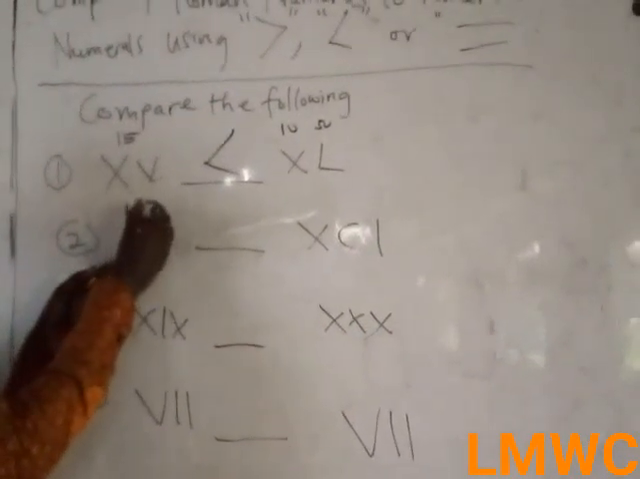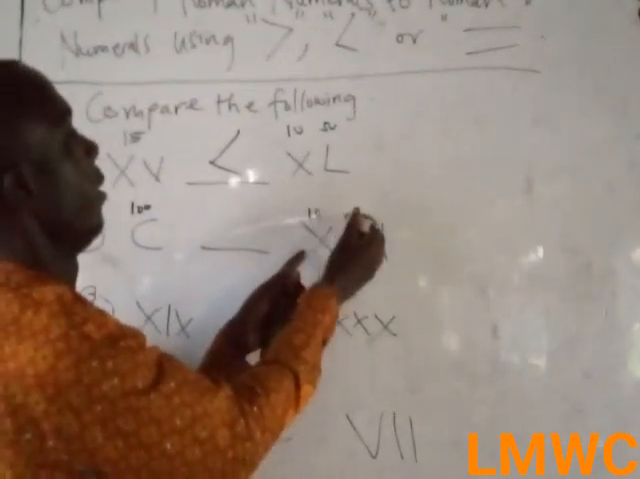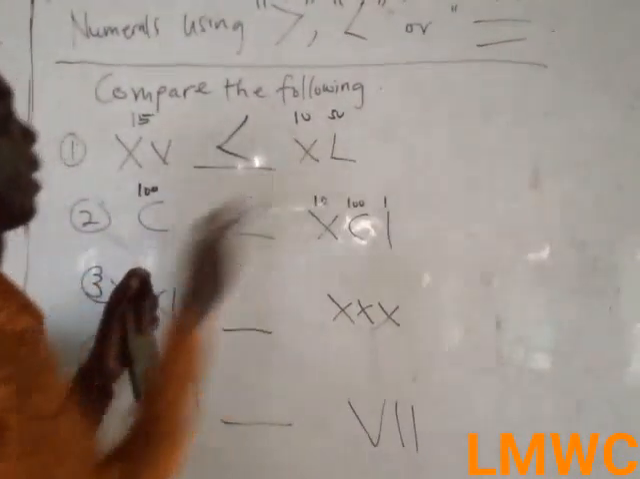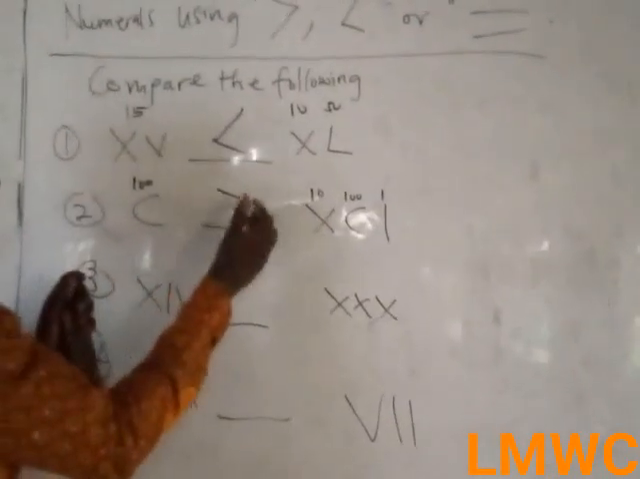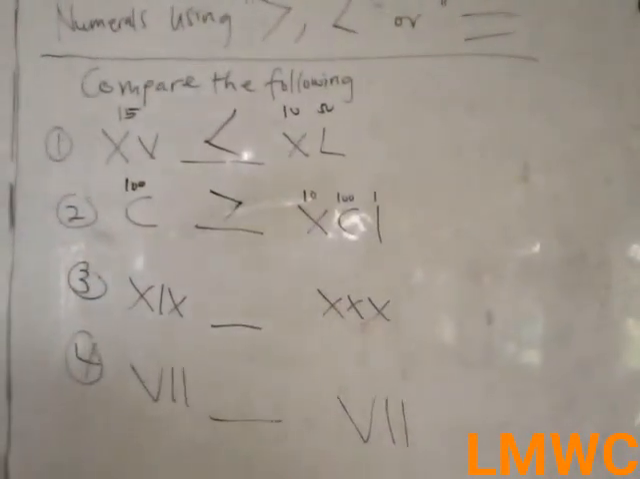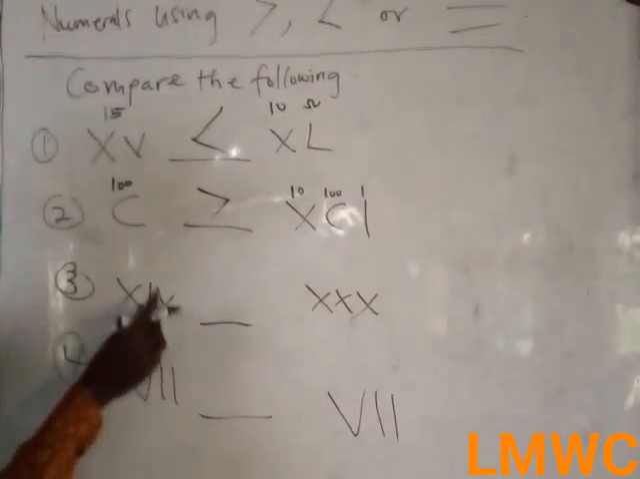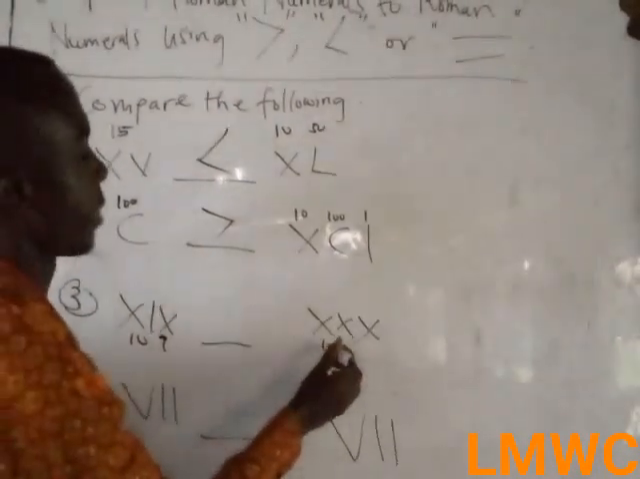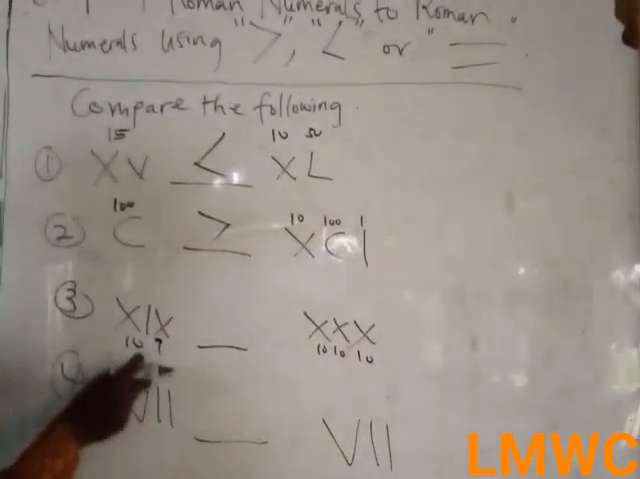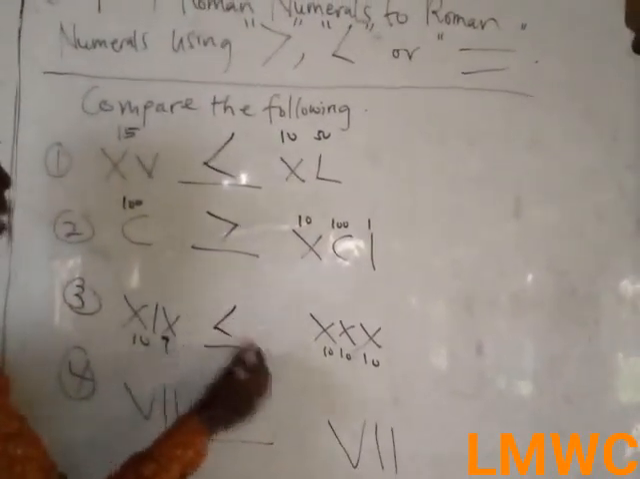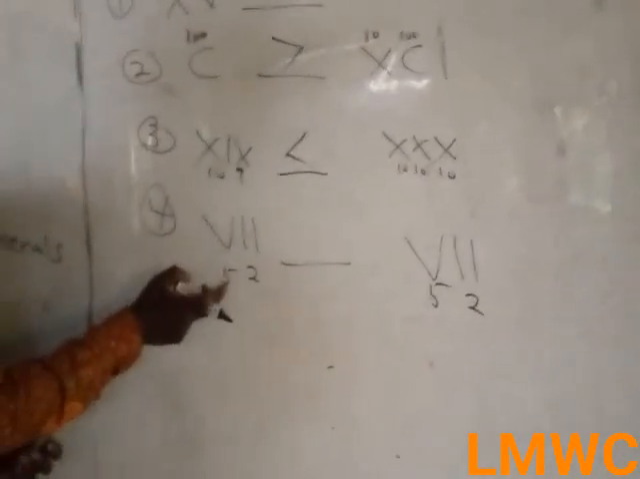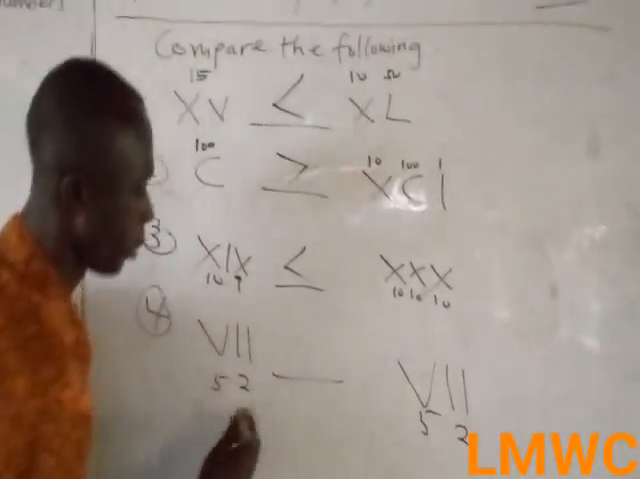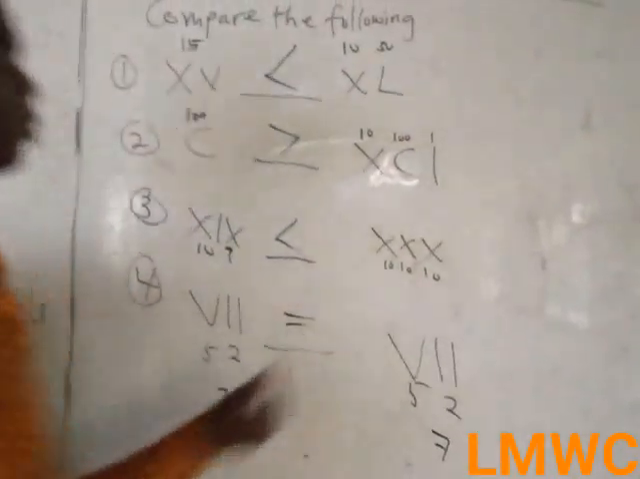This is 100. C is 100. This is 10. This is 100. This is 1. 100 minus 10 is 90. 90 plus 1, 91. So 100 is greater than 91. We have 10 here. This is 1, this is 10. 10 minus 1 is 9. This is 10, 10, 10. So 19, 30. 19 is less than 30. We have 5 here. We have 2 here. 5 plus 2 is 7. 5 plus 2 is 7. So this is equal to.